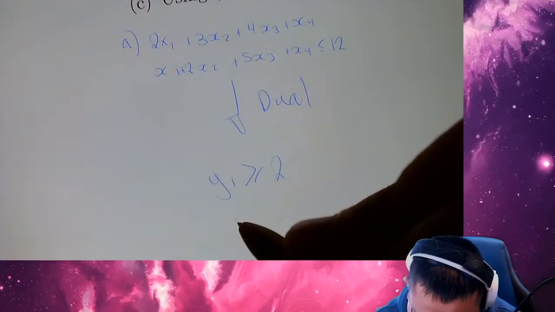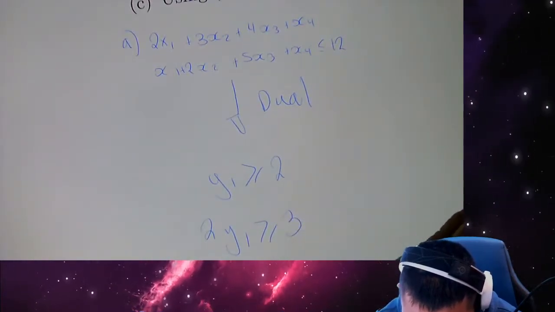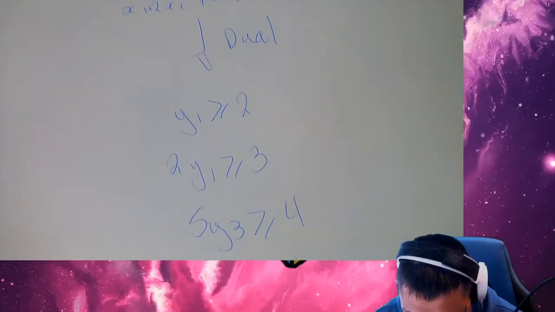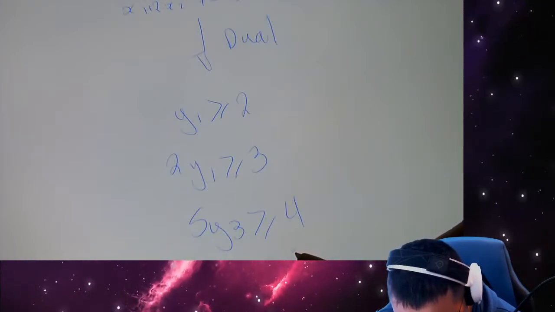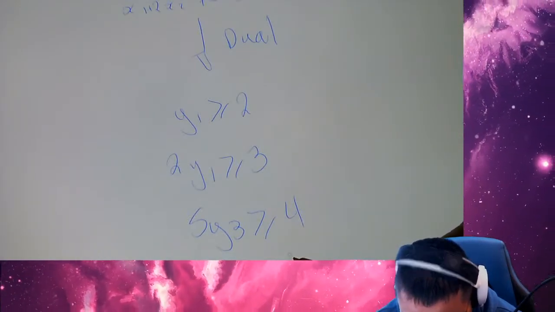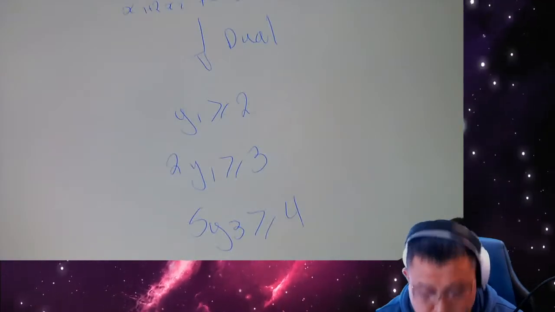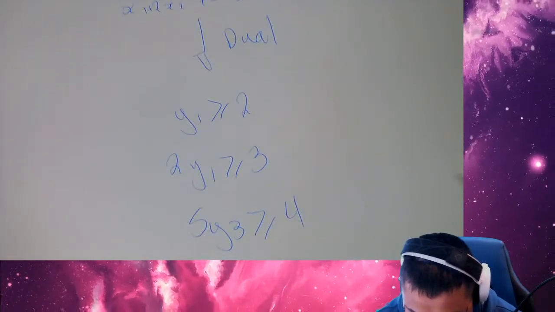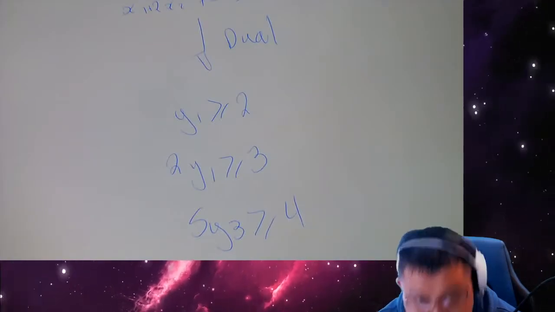Okay. Then we get y2. We get 2. This is our 2y1 right here, and it's going to be greater than 3. Then 5y3 is greater than or equal to 4. There's no way you can equal 4... oh yeah, there is, 4/5. Then y4 is greater than 1. And y1, y2, y3, y4 are all greater than 0.